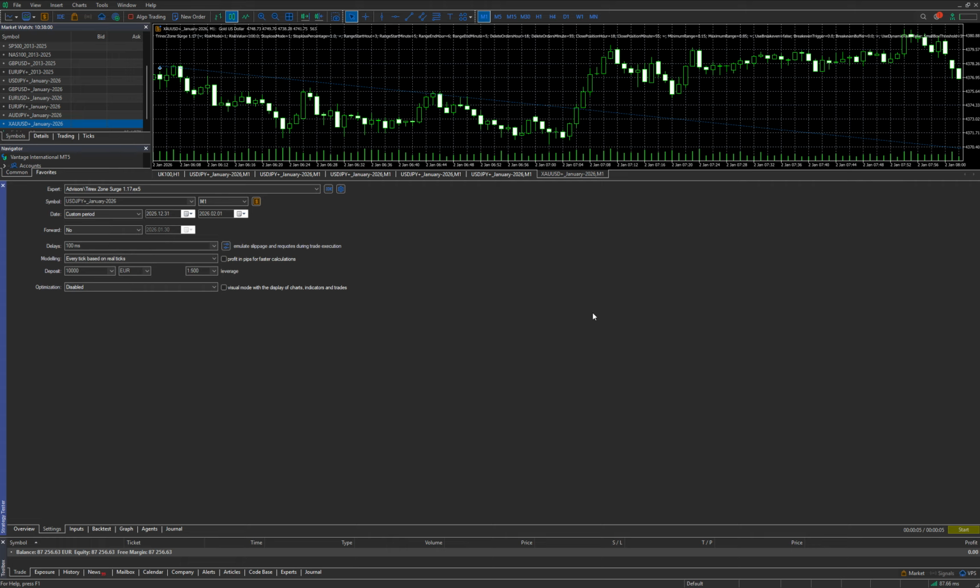This is just a brief warning: if you see anyone running a backtest on anything else than every tick based on real ticks, you can simply not trust the data. Only every tick based on real ticks is valid data. If someone runs it on every tick, the data is not legit. So if you see anyone running anything else than this, don't believe it.